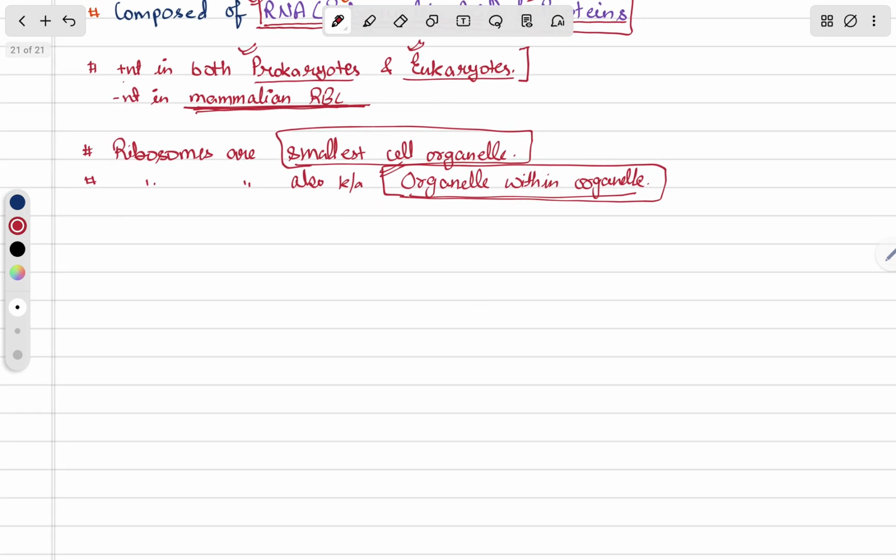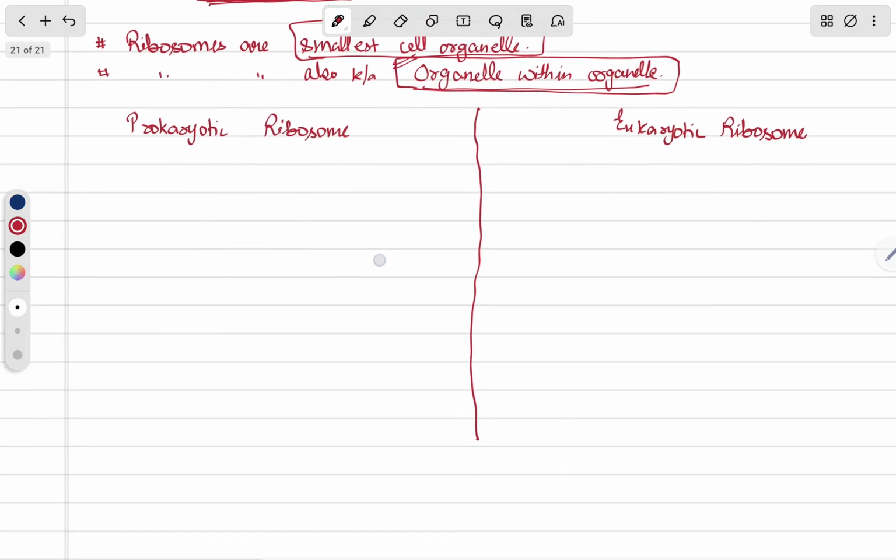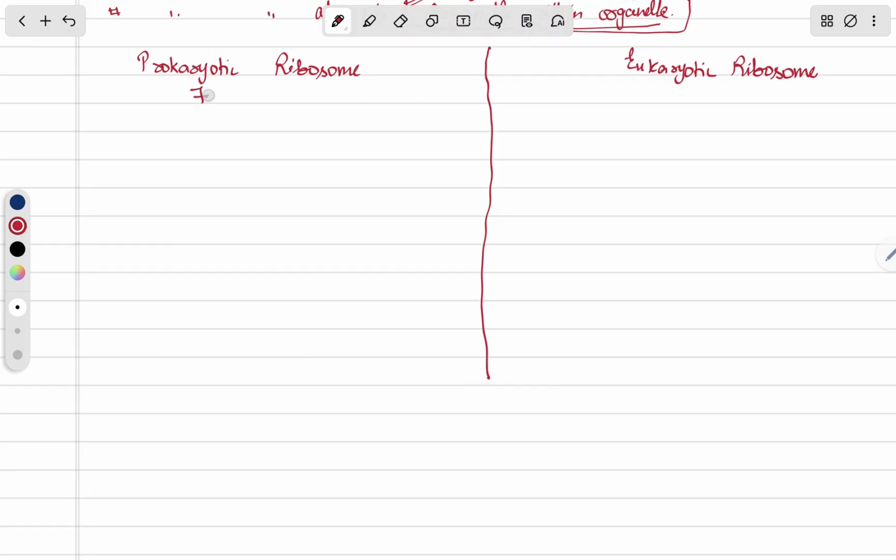Now, prokaryotic and eukaryotic ribosome. Prokaryotic ribosome is 70S type. Eukaryotic ribosome is 80S type.